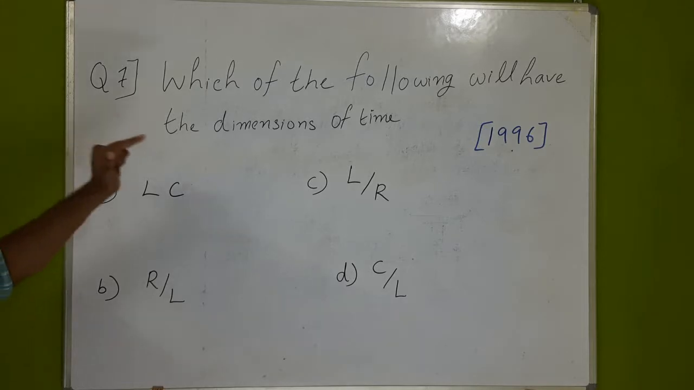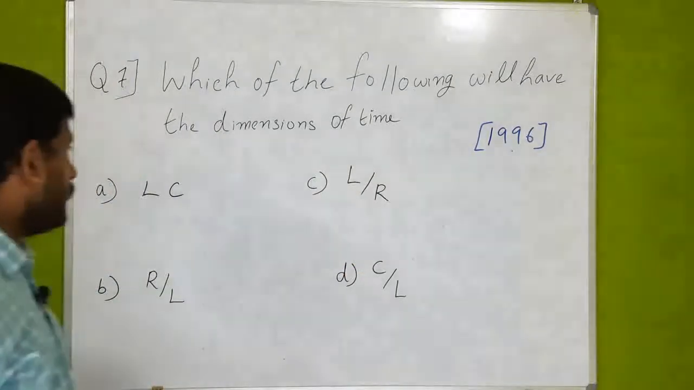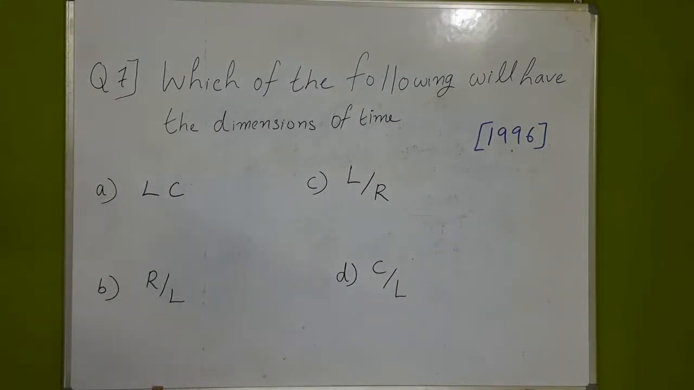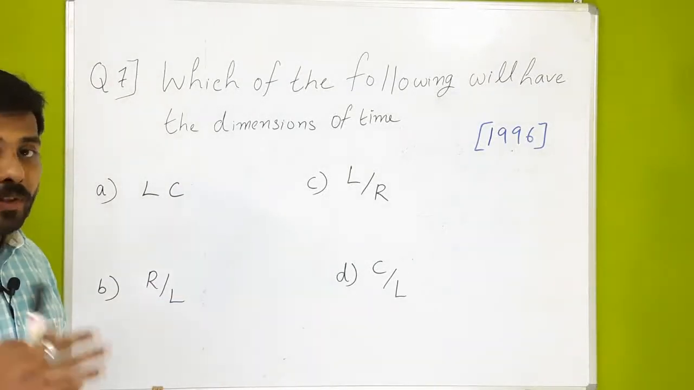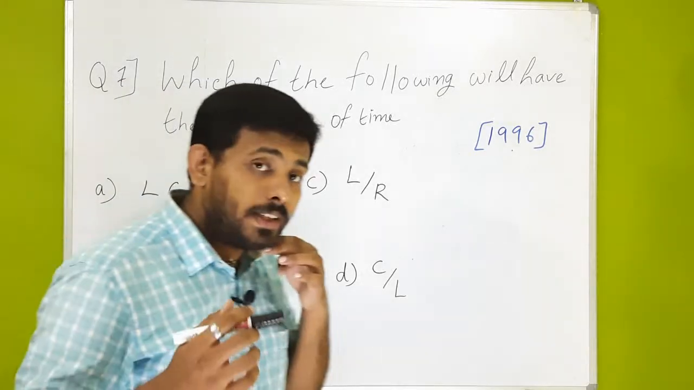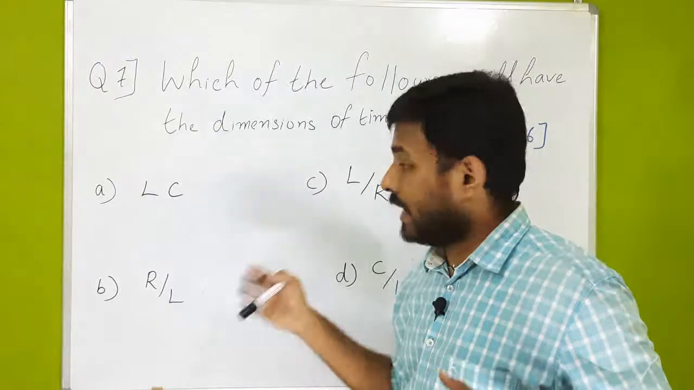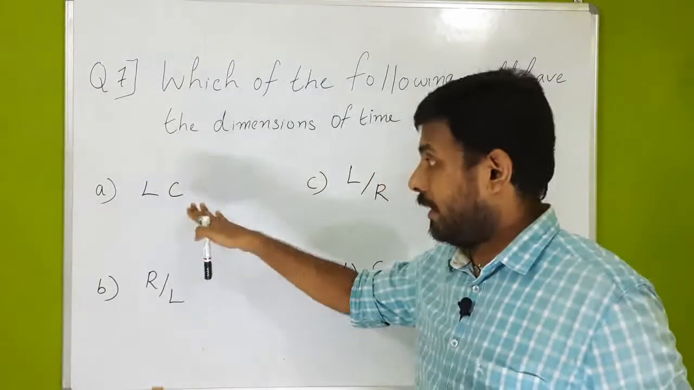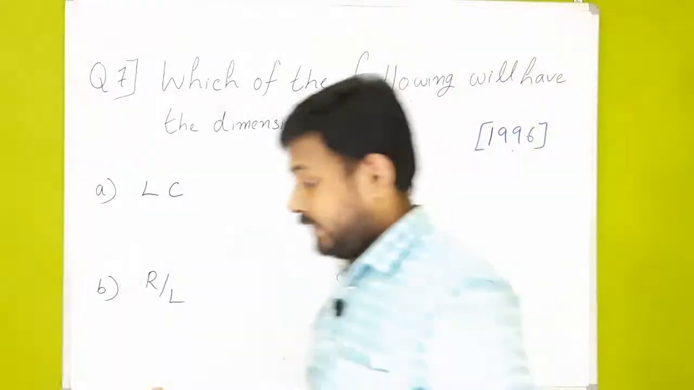Question 7 is, which of the following will have the dimensions of time? Where L is inductance, C is capacitance, R is resistance. So pause the video and try to do it by yourself. After that, I will help you. Have you got the answer? Which method you tried? Did you substitute the dimensions for inductance, then for capacitance? Have you checked like that? So let's try to do it.